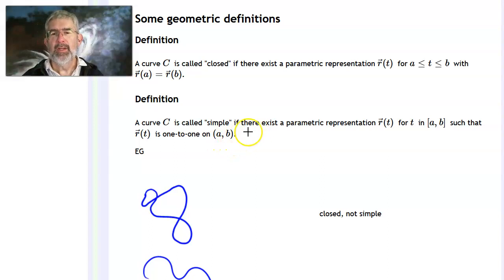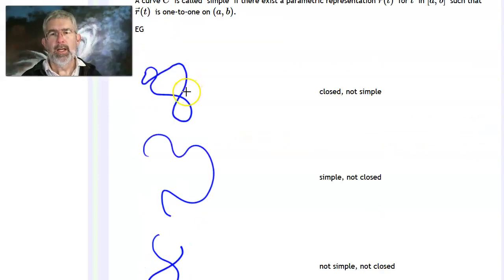So what this is saying is, to say it's 1 to 1 means that two different inputs have to give you different outputs, with the exception of it's not saying anything about the endpoints. So the endpoints might give you the same output. So scrolling down here, as we saw here, this was a closed curve, but it's not simple because it crosses over itself a couple of times. This curve here is simple, but it's not closed because it starts and ends in different places.